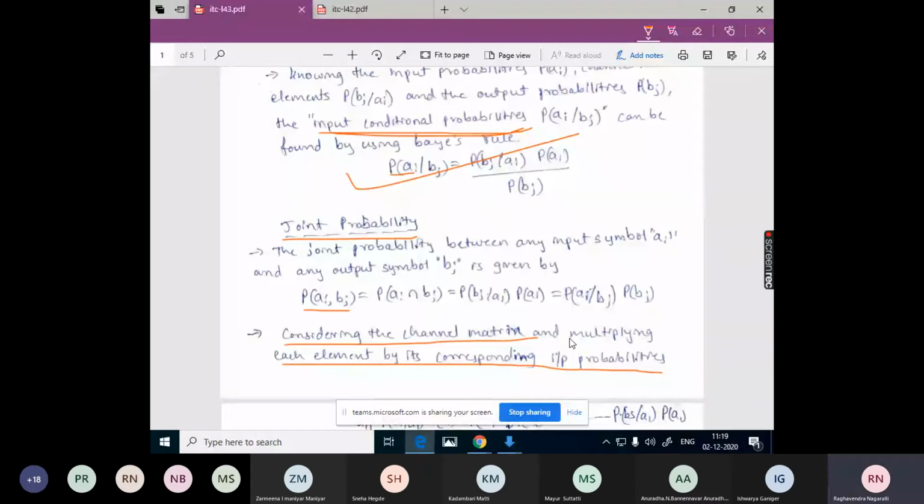What is the input here? In this conditional probability, the input symbol is A1 and the output symbol is B1. If we multiply this probability with its corresponding input probability, that is P of A1, then we will get the corresponding joint probability, P of A1 comma B1.